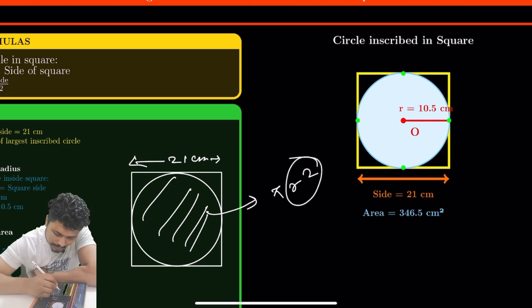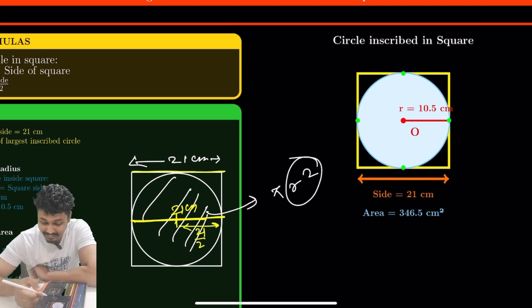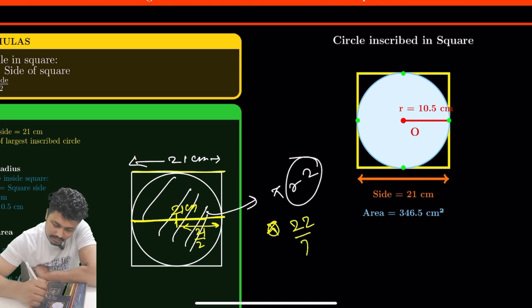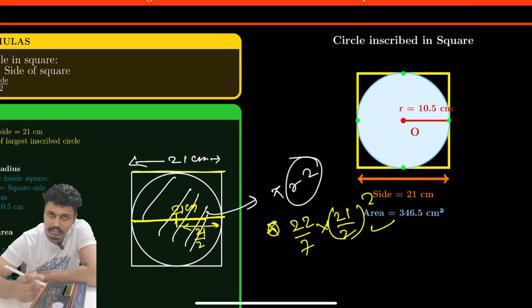Let me tell you here. If this is 21, this one also will be 21. And what is the radius? This is the diameter, right? What is the radius? Half of 21, divided by 2. This will be the radius. Okay. Now what will be the area? Pi, pi is 22 by 7, into r is 21 by 2 whole square. Finish. Calculate this. You'll get the answer.